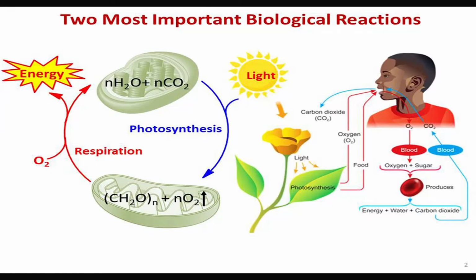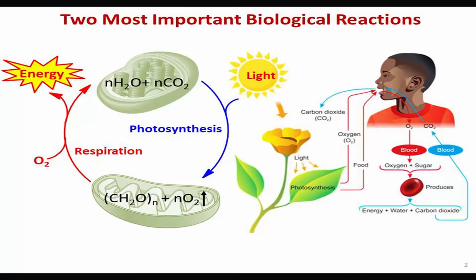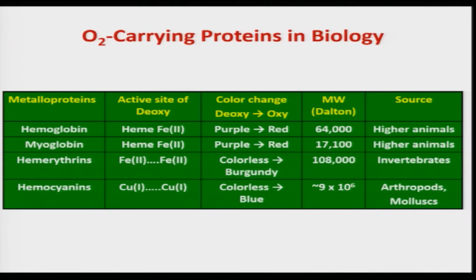We will now discuss how this oxygen is getting circulated or transported in our body, and how this carbon dioxide is also getting released. Now, before going to discuss, let us look at what dioxygen carrying proteins are available in biology. These are all tabulated over here, these are all called metalloproteins, like hemoglobin and myoglobin.